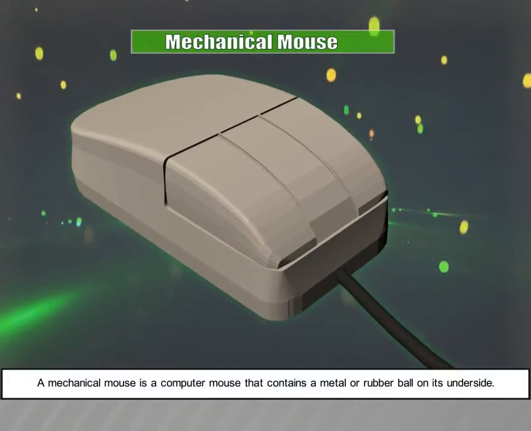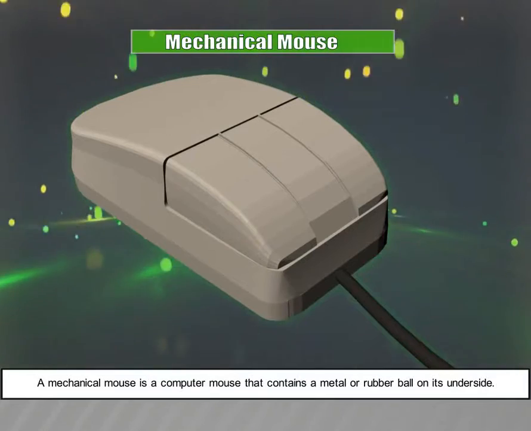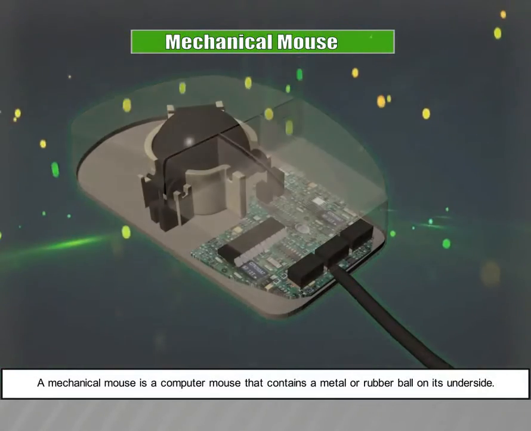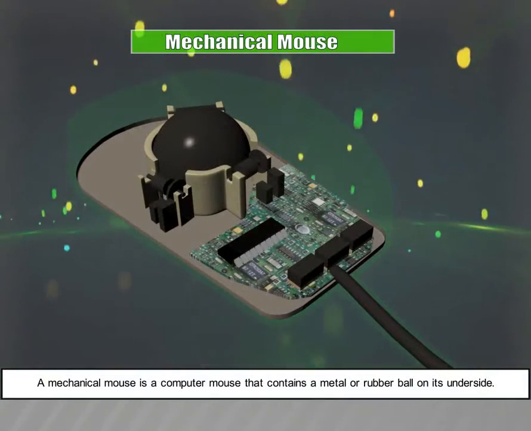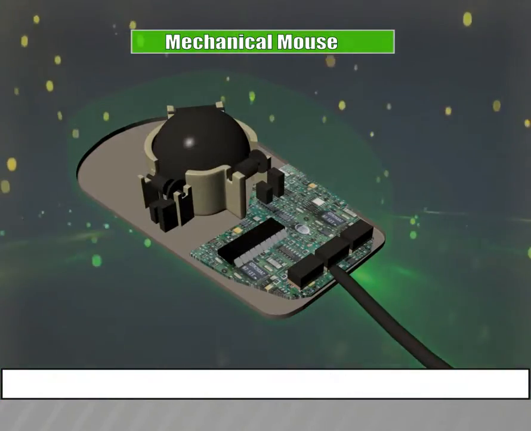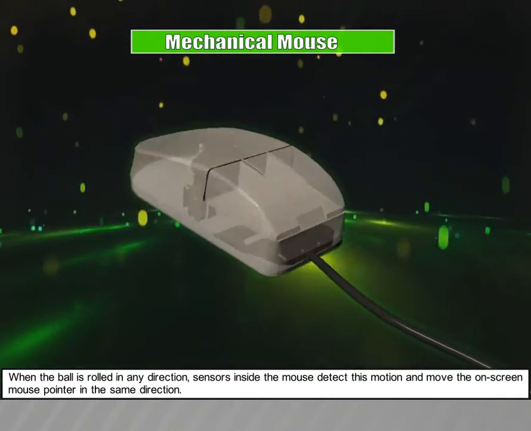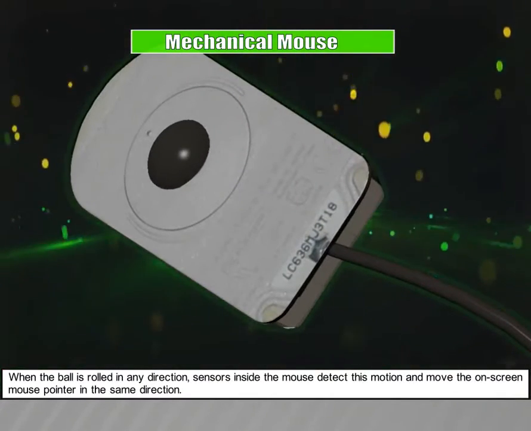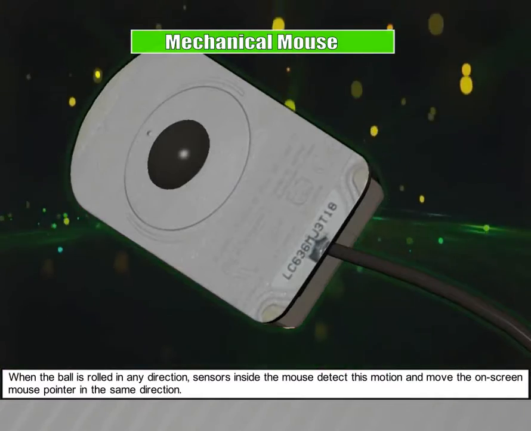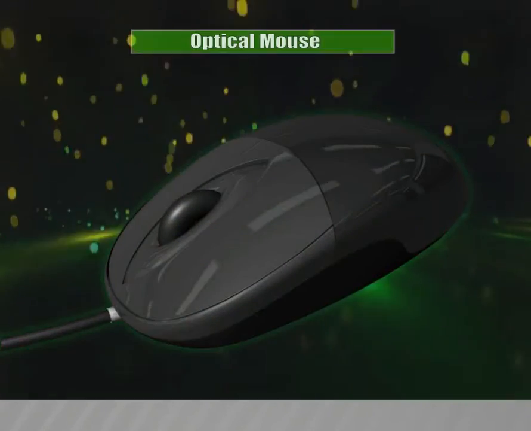Mechanical mouse. A mechanical mouse is a computer mouse that contains a metal or rubber ball on its underside. When the ball is rolled in any direction, sensors inside the mouse detect this motion and move the on-screen mouse pointer in the same direction.